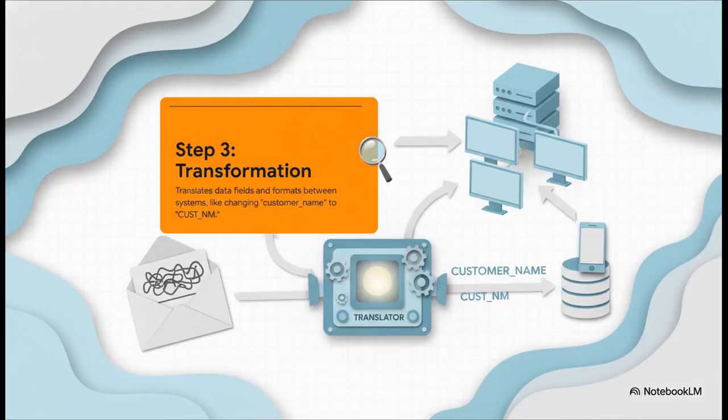But wait a minute, what if the mail is written in a different language? Well, that's where transformation comes in. This part is the translator. So if one computer calls a customer customer_name and another one calls them cust_m, the translator just fixes it so that everyone understands. No more confusion.